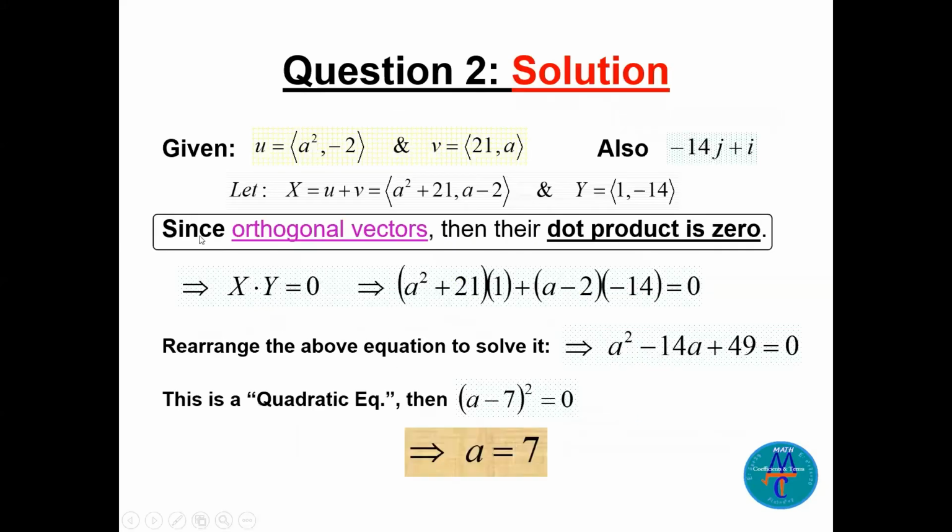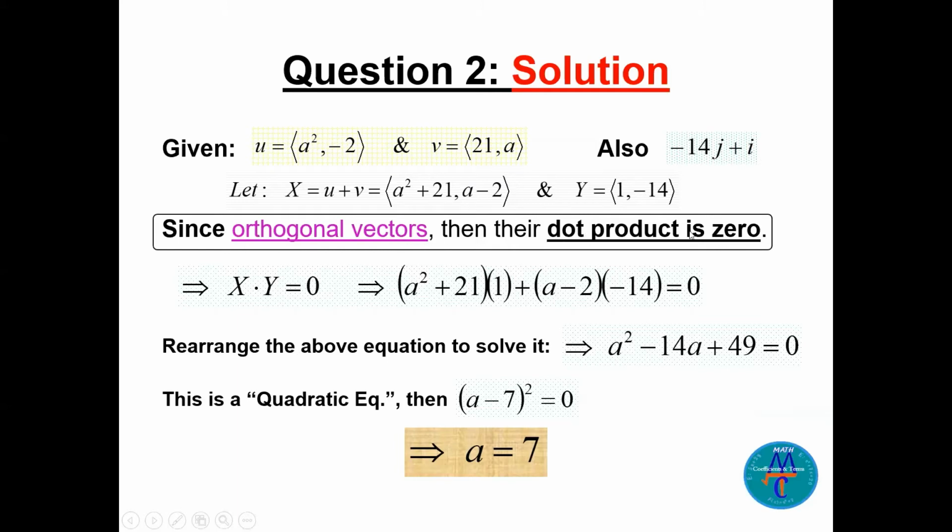So we can start by adding the vectors u and v. Let's make it easy and call this vector the addition. Let's call it capital X. So let X be u plus v. Just add the components here. A squared plus 21, minus 2 plus a, which is the same as a minus 2. And let's call also the vector Y, minus 14j plus i. Remember here, minus 14j plus i, you have to rearrange it. So it will be i minus 14j, which is (1, minus 14). It is given that the vectors are orthogonal.